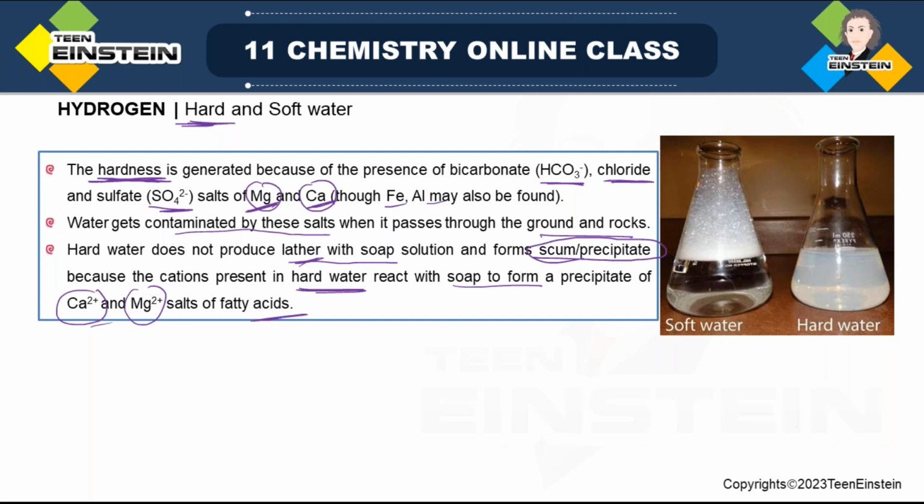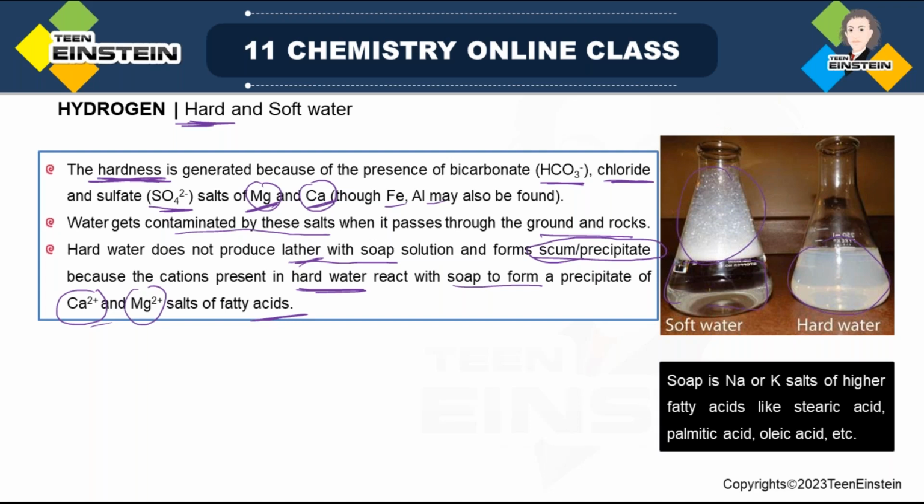You can see in this picture, in soft water there is simply lather formation and the rest of the water is clean. But if it is hard water, there will not be any lather formation and it will look like this, as if something is mixed with it, but still it is not precipitated. It will look like this, and it is called scum. Or if you keep it for long, then there may be precipitate.